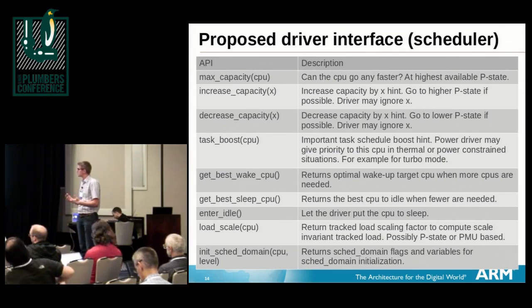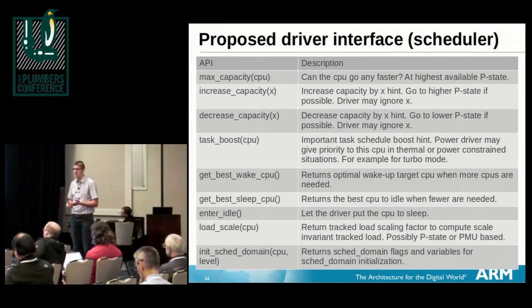And also for the scale load that we discussed before, there's been some discussion whether it's actually a good idea to base the track load on time. There was a proposal that we could actually use performance counters to figure out the track load of a task instead of just using wall clock time. If we want to do that, that's probably something very platform specific. So again, it would make sense to put in a platform driver and have a high level interface.